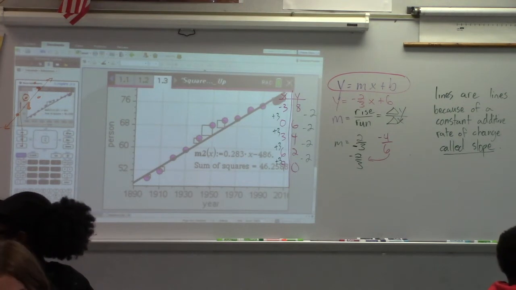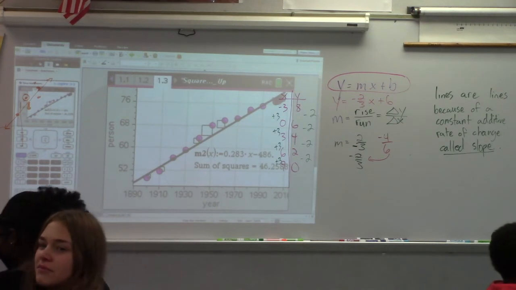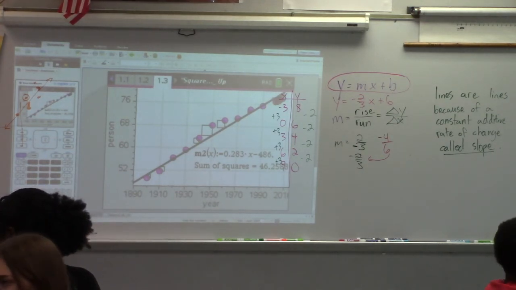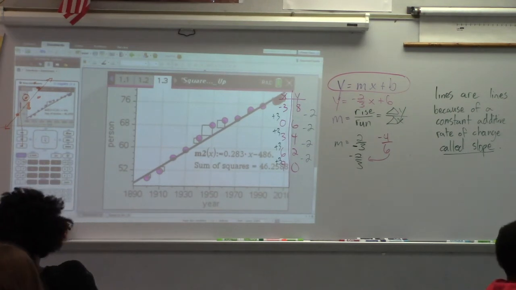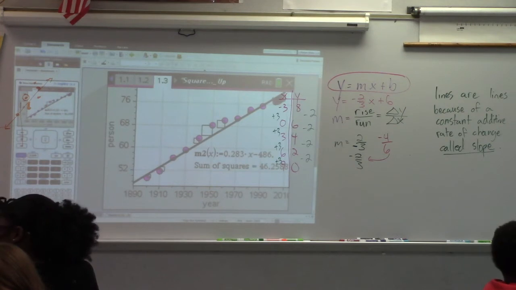Play around with it. You think that's the smallest sum of squares you can find? You got 130? You want to go find something smaller too. I guarantee you can.